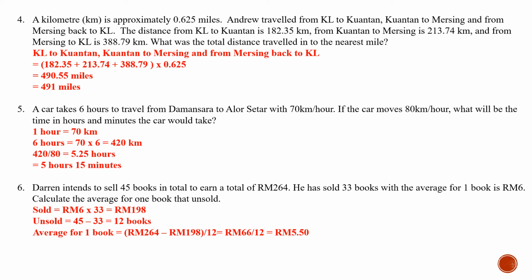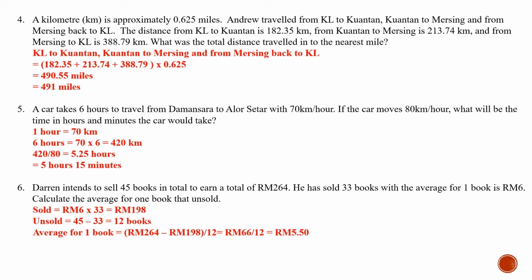Understand? So the last part, they asked you nearest mile. Nearest mile means nearest whole number. Although when you find the answer, a lot of you left your answer at 490.55. You're supposed to round off to the nearest mile. Always follow the instruction. Highlight this kind of information.